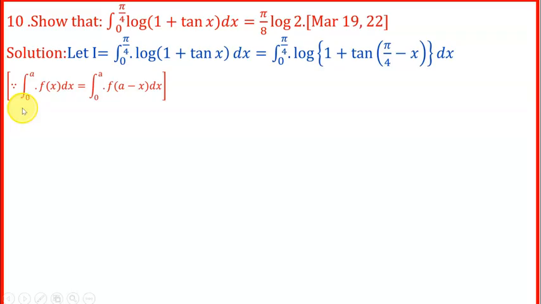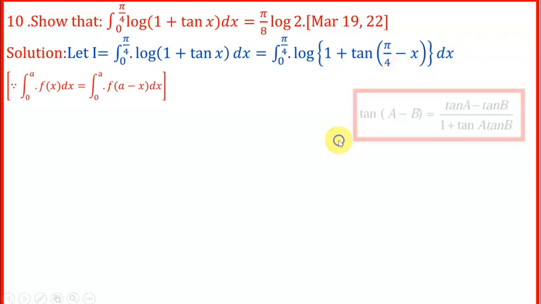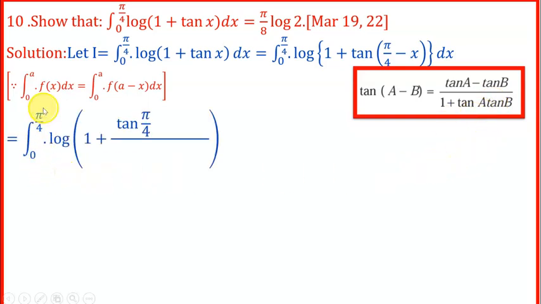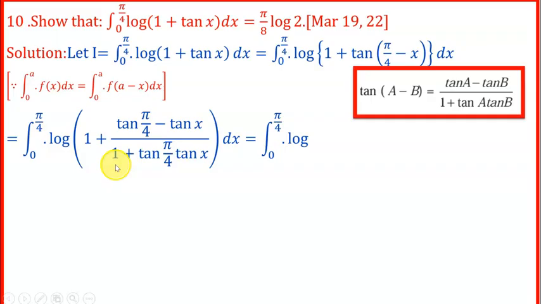What is this property? Integral from 0 to a of f(x) dx is equal to integral from 0 to a of f(a minus x) dx. x is replaced by a minus x. Similarly here x is replaced by pi by 4 minus x. Therefore, now next we will apply this formula. Tan of a minus b is equal to tan a minus tan b upon 1 plus tan a into tan b. Therefore, here integral from 0 to pi by 4 of log of 1 plus tan of pi by 4 minus tan x upon 1 plus tan of pi by 4 into tan x dx. Integral from 0 to pi by 4 of log of 1 plus, what about tan of pi by 4? It is 1.